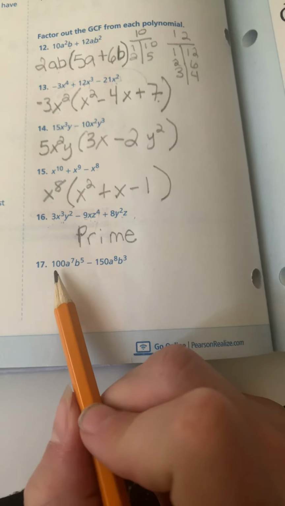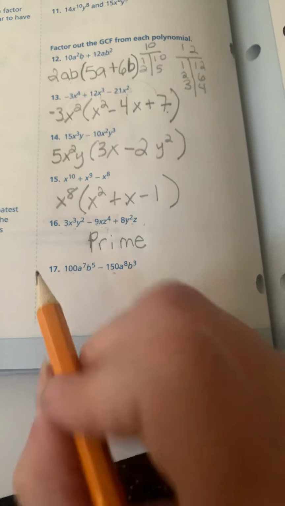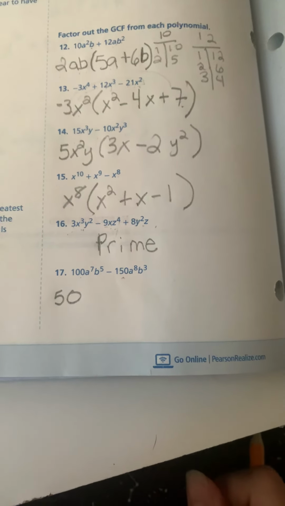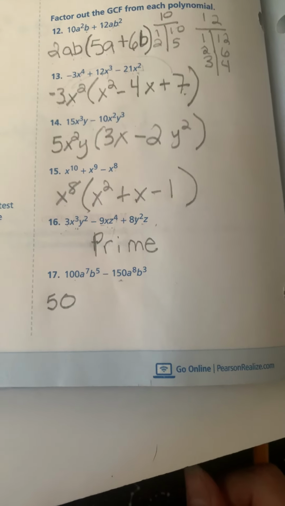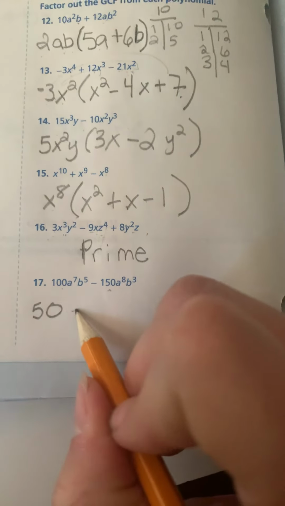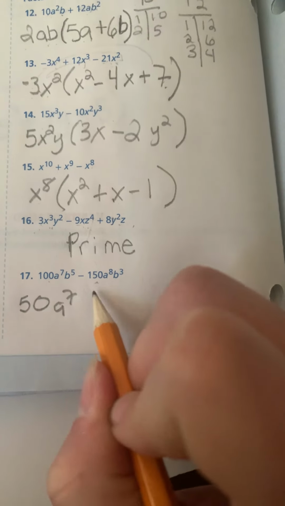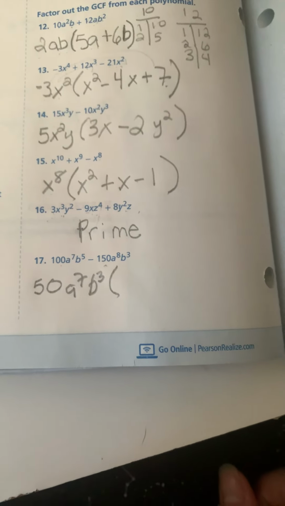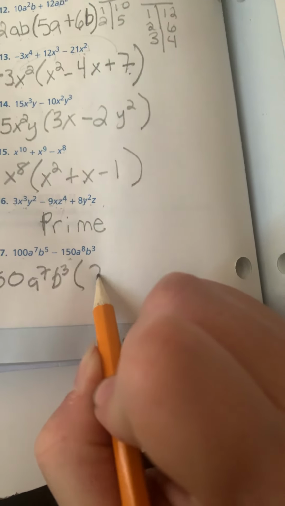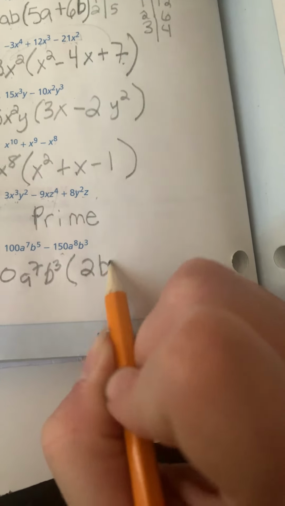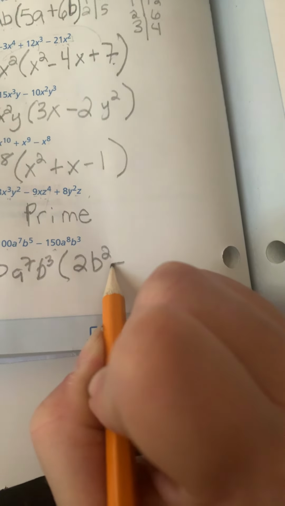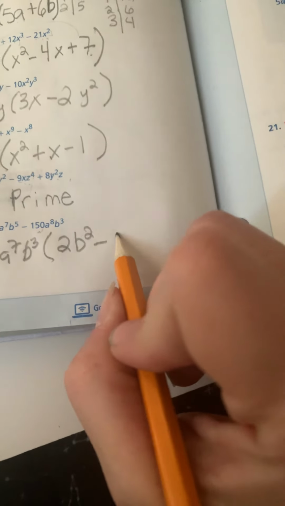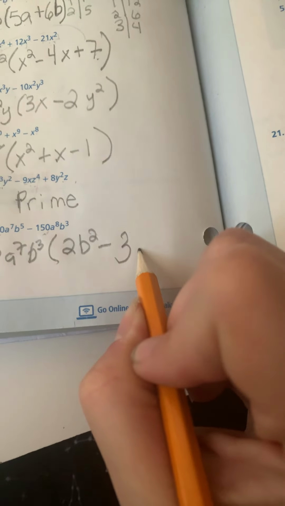All right, and the last one, we've got 100 and -150, so I can take 50 out. And then I can take out 7 a's and 3 b's. So that's 2b^2 minus 150 divided by 50 is 3a.